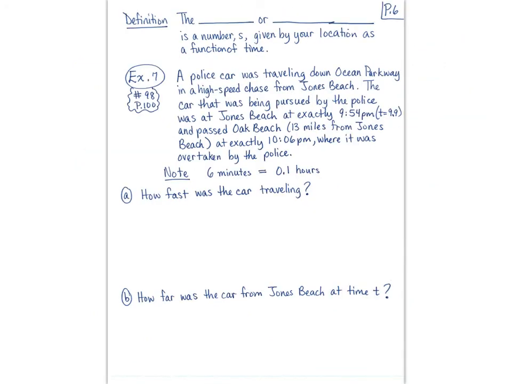Okay. So now what we want to do is talk about position or displacement. The position or displacement is a number S given by your location as a function of time. Okay? The position or displacement is a number S given by your location as a function of time. So let's look at example 7.